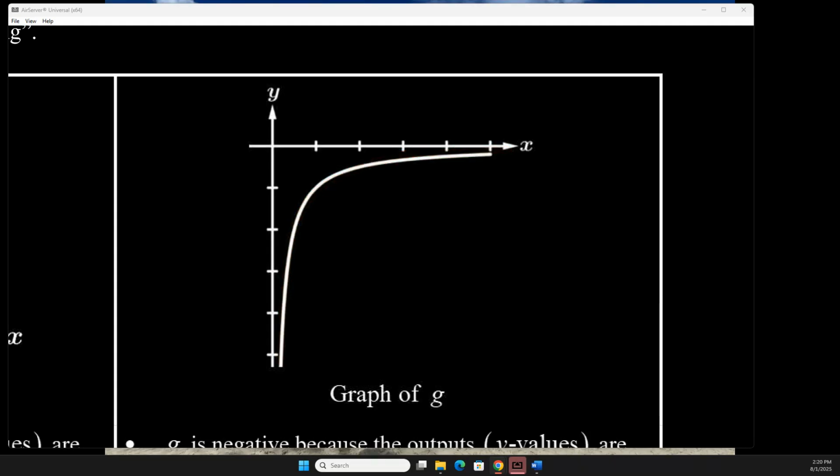Would you say this function is concave up or down? Down. It's half a frown. This is concave down. All right, would you say the rate of change is increasing or decreasing? Decreasing. Yes, concave down, rate of change is decreasing. Always, always, always. Okay, let's go.